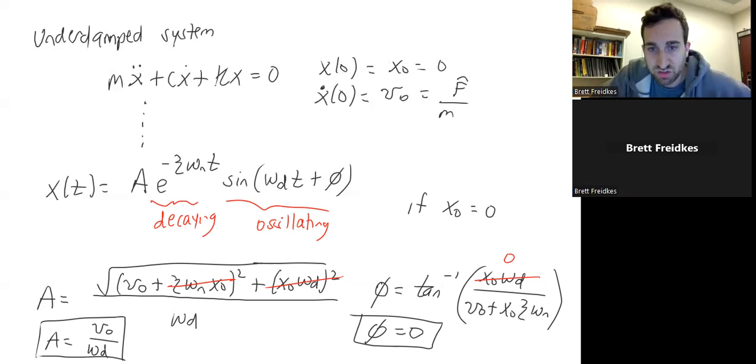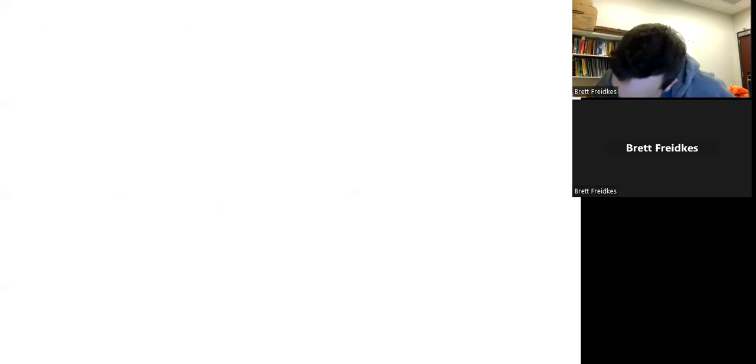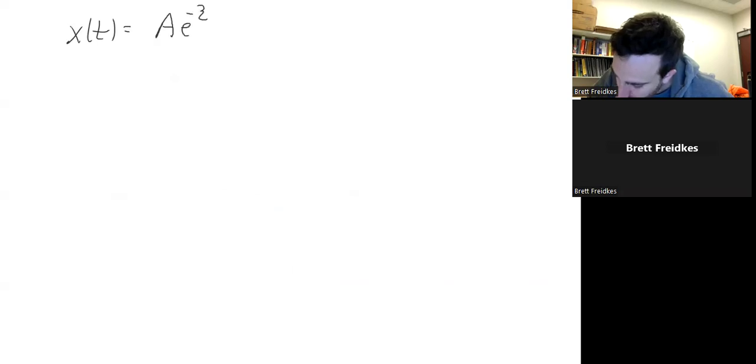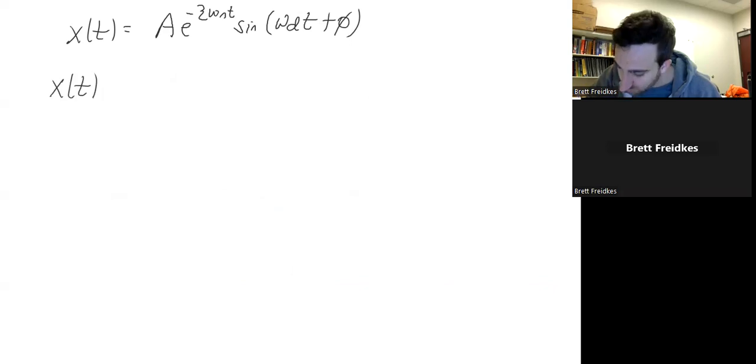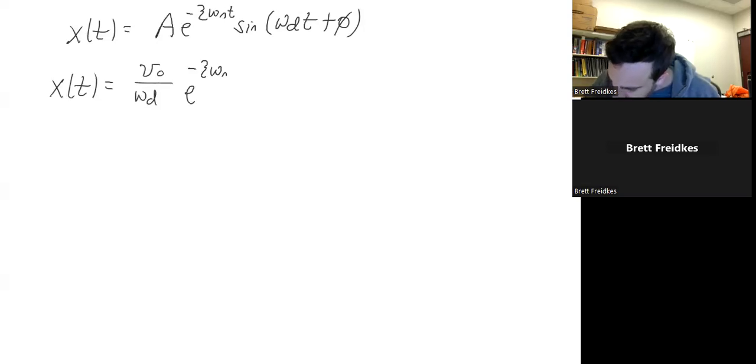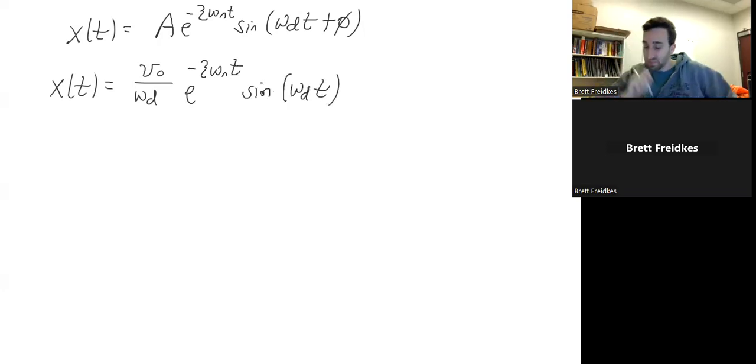Because we're assuming that the initial position is 0. So with that in mind, x of t, I'll just write it again, A e to the minus zeta omega n t, sine of omega d t plus phi. Substituting in those values now, we end up getting x of t, and our amplitude again, I think was v naught over omega d. Yep, v naught over omega d, e to the minus zeta omega n t times sine of omega d t, and the phase was 0.